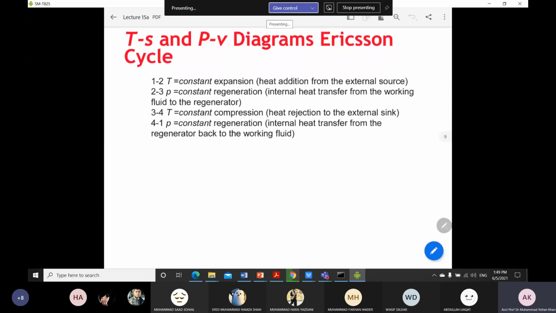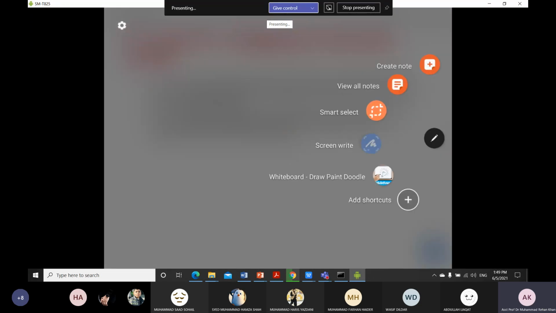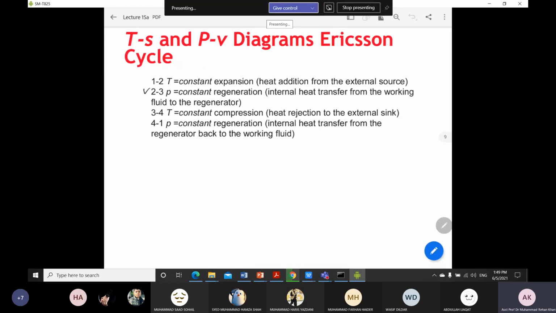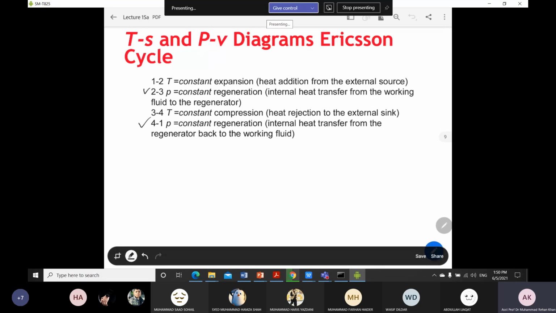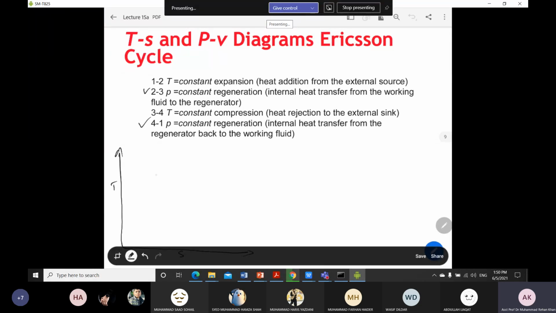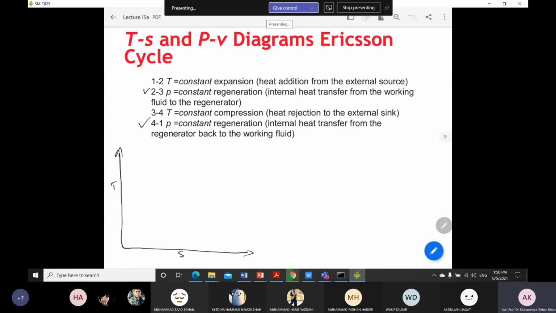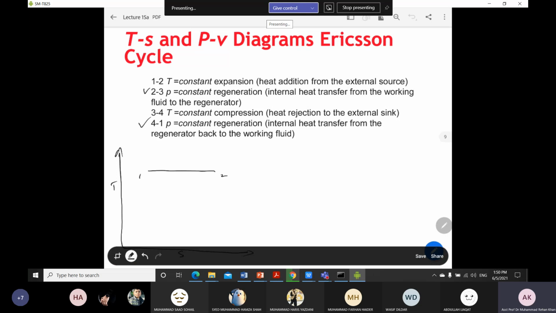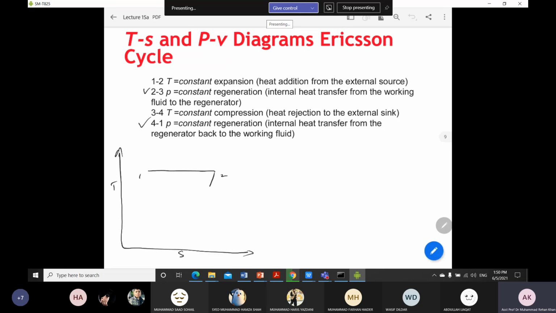Okay, so coming towards the TS and PV diagram of the Ericsson cycle. If you compare with the Stirling cycle, you can notice that only the process 2 to 3 and the process 4 to 1 are different. In the Ericsson cycle there is a constant pressure regeneration process from 2 to 3, and a constant pressure regeneration process from 4 to 1. Now coming towards the TS diagram first. For 1 to 2, it takes place isothermally, so your temperature from 1 to 2 is constant. Then from 2 to 3, it is a regeneration process taking place at constant pressure. You can just draw one line over there, because the entropy will slightly decrease. This is a non-isentropic process.